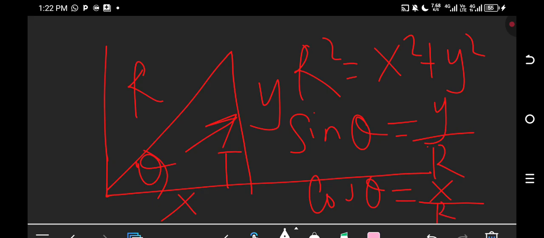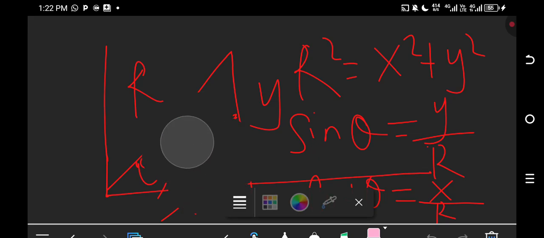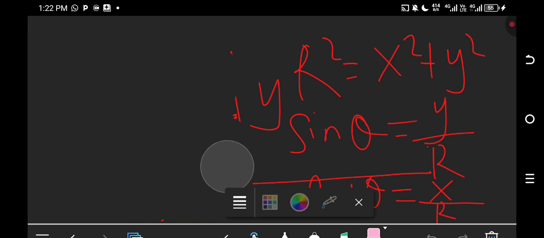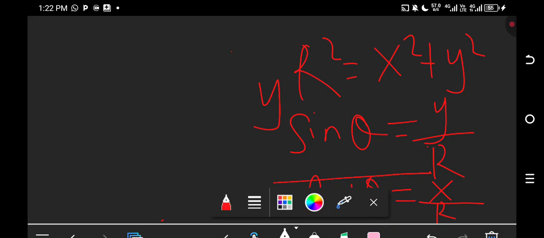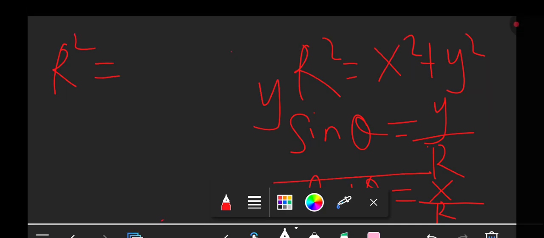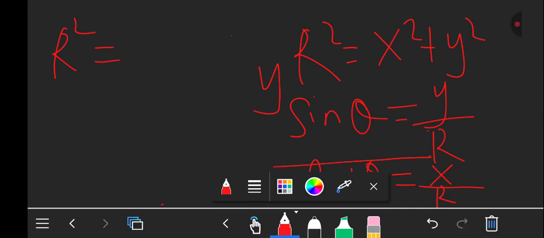So you can substitute these two trig identities in that Pythagoras theorem for us to derive the root of all these trig identities we talk about. Okay, so we can say now that r squared will be equal to x squared plus y squared.